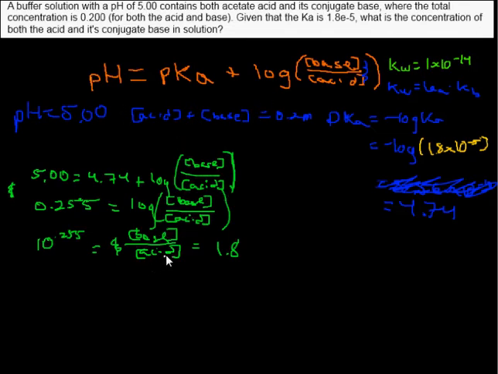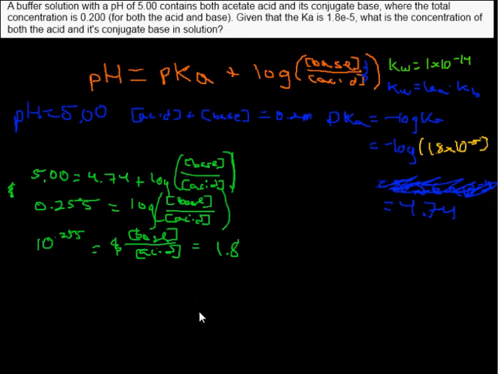Now, how are we going to figure out what their concentration is? We know both of them added together is this, and the ratio between the base and the acid is 1.8. The base is 1.8 times the concentration of the acid. So how do we figure this out?